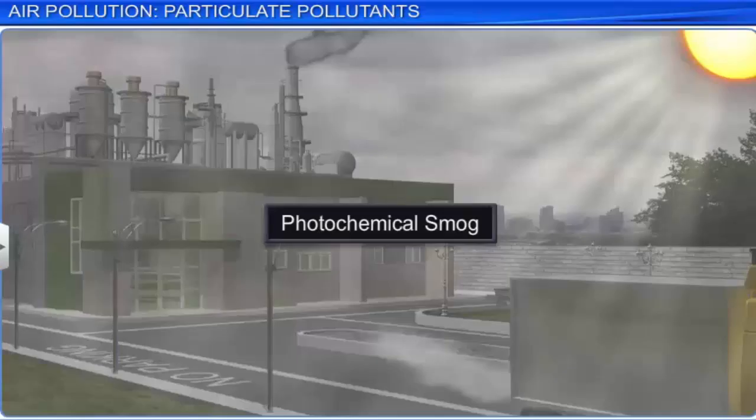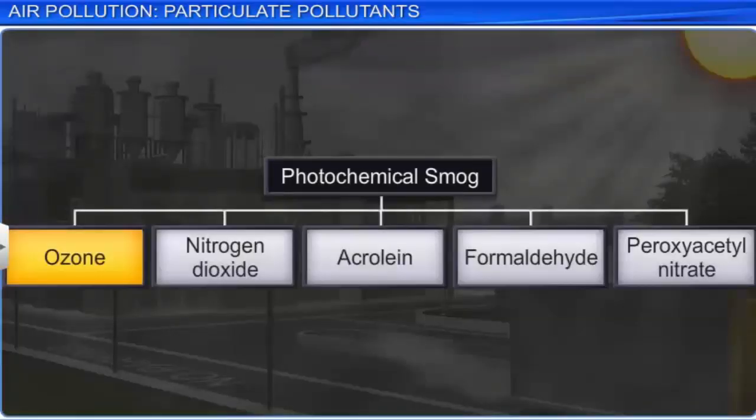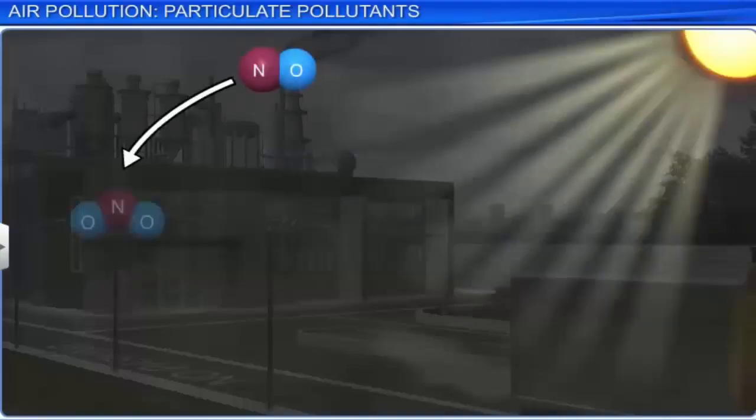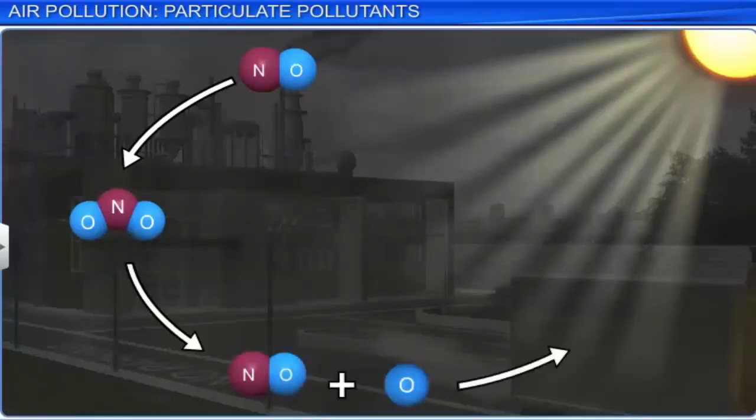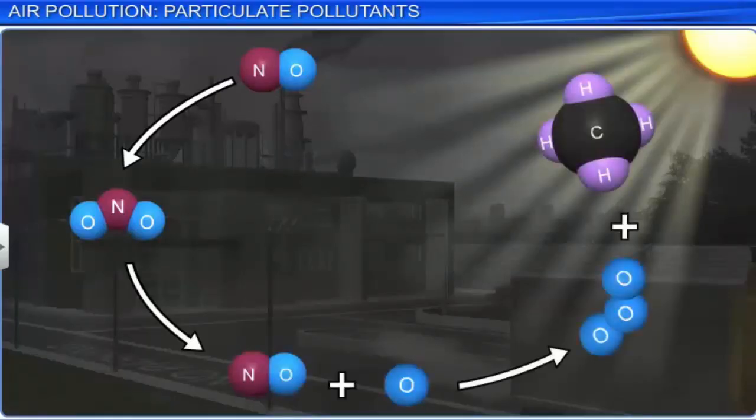Photochemical smog consists of ozone, nitrogen dioxide, acrolein, formaldehyde, and peroxyacetyl nitrate. These chemicals are produced in a chain reaction of unsaturated hydrocarbons and nitric oxide emitted by burning of fossil fuels, factories and automobiles in the presence of sun rays.